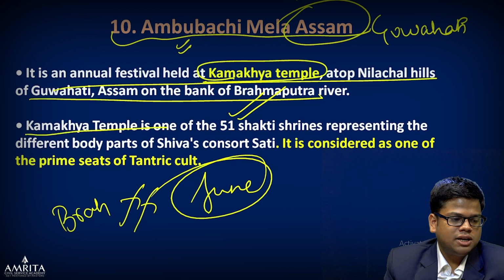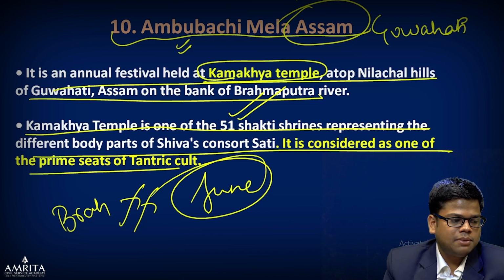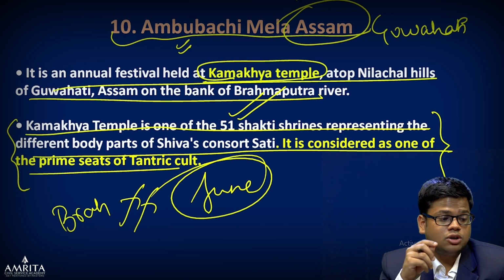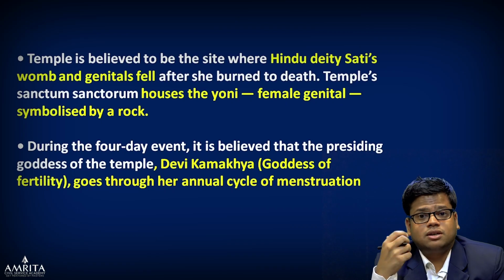Okay, now Kamakhya temple is one of the 51 Shakti shrines representing the different body parts of Shiva's consort Sati. It is considered one of the primary seats of the Tantric cult. Okay, primary seat of the Tantric cult. So a lot of Tantricism is practiced there.